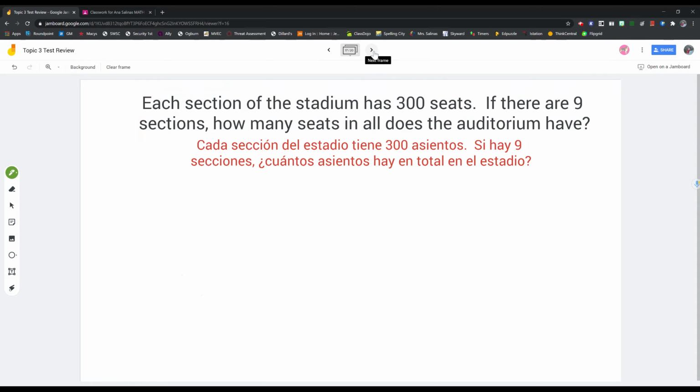Each section of the stadium has 300 seats. If there are 9 sections, how many seats in all does the auditorium have? This is multiplication because each section has 300, but there are 9 sections, so I need to find the total in all 9 sections. Start with basic facts. 3 times 9, 27. Add your 2 zeros, 2,700 seats.